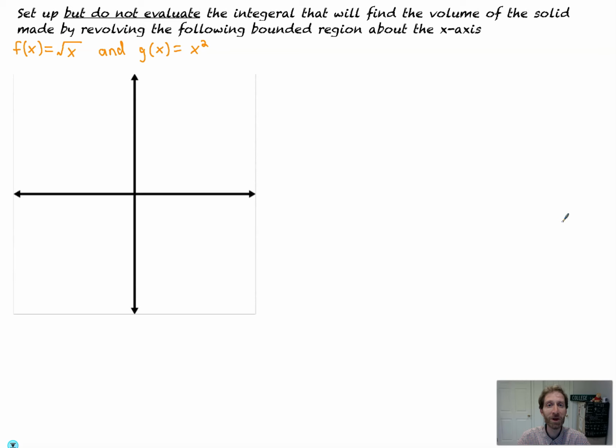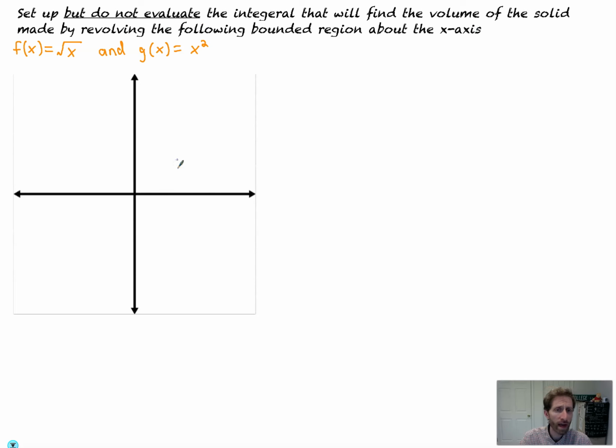Hey there, here we go into an awesome video that will practice the washer method. And in this video, we're going to go over just setting up, but not evaluating, the integrals that will find volumes of solids of revolution. Let's dive in. So the instructions say set up but do not evaluate the integral that will find the volume of the solid made by revolving the following bounded region about the x-axis.